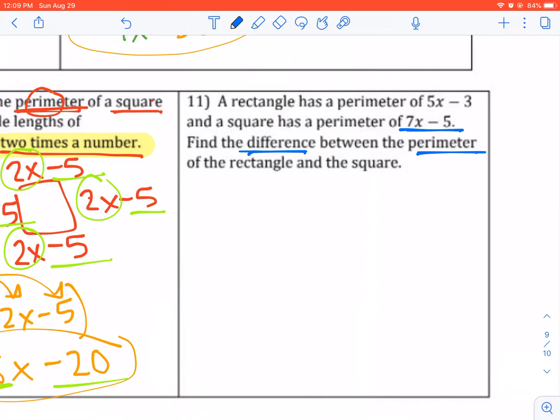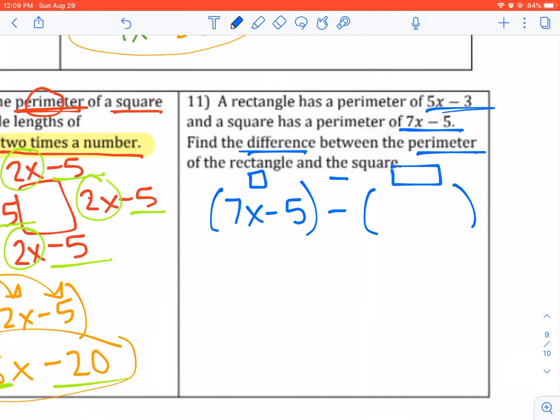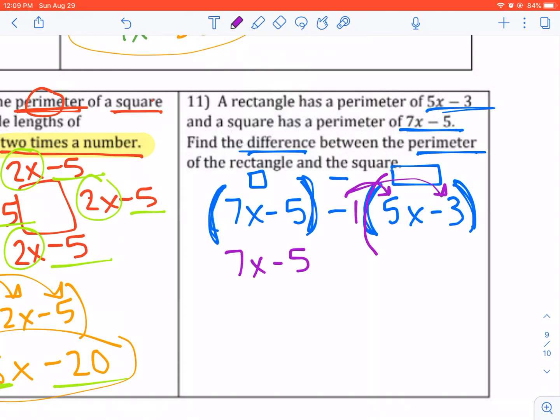So I'm actually going to put 7x minus 5. That's going to be the square. And then I'm going to take away the rectangle. So since that is right here, 5x minus 3, it's important to keep those in parentheses to keep that group together, especially when we are subtracting, because when you have a subtraction sign right next to the parentheses, you're going to have to distribute. So I'm going to recopy, and then I'm going to distribute that -1.